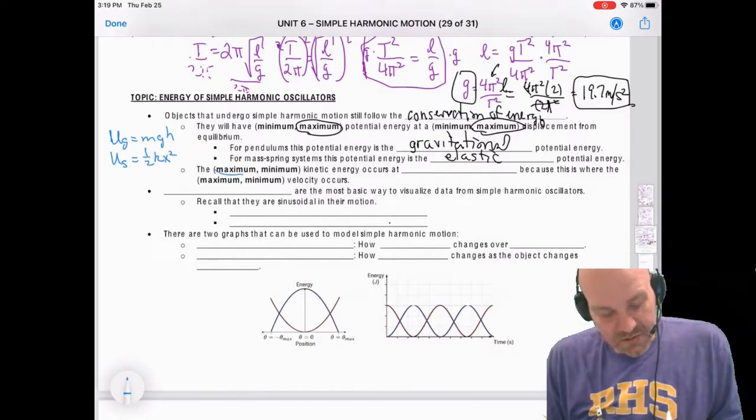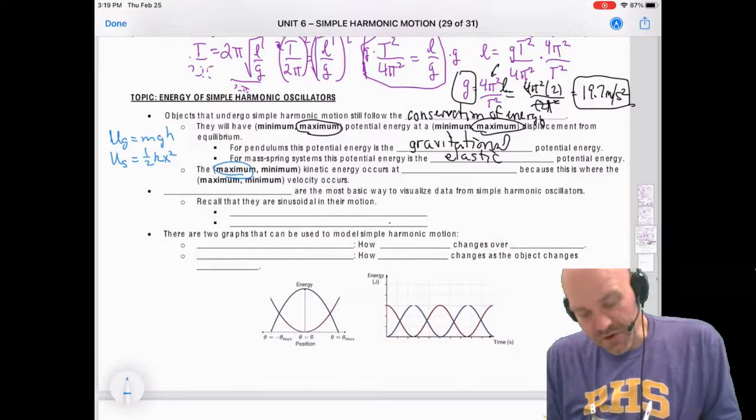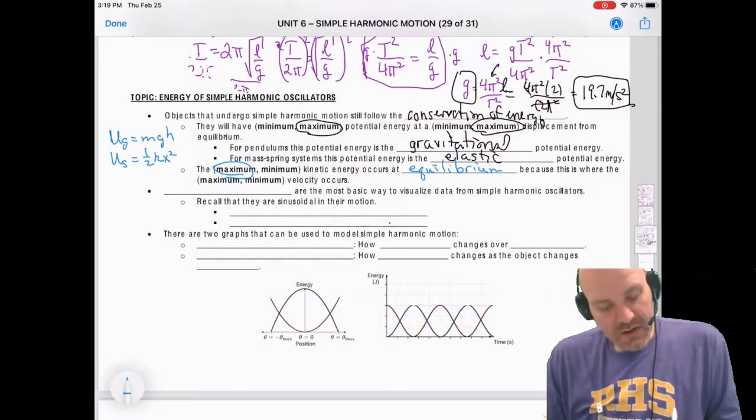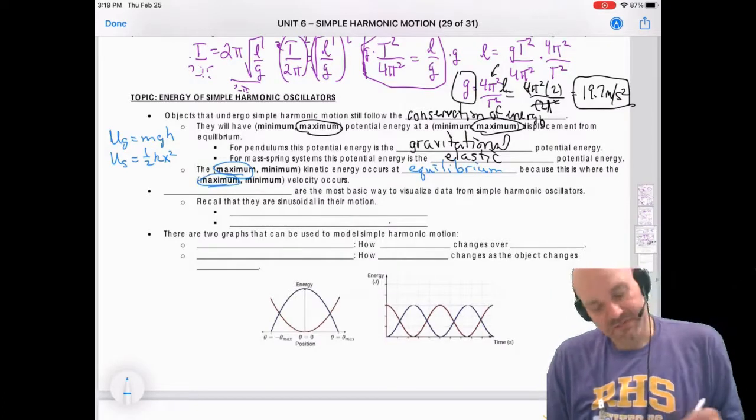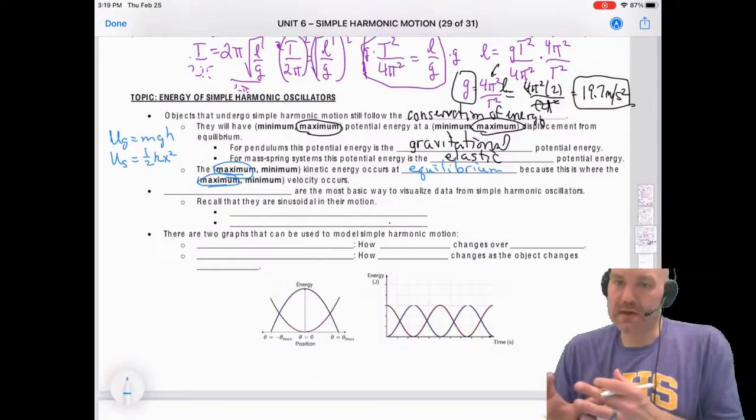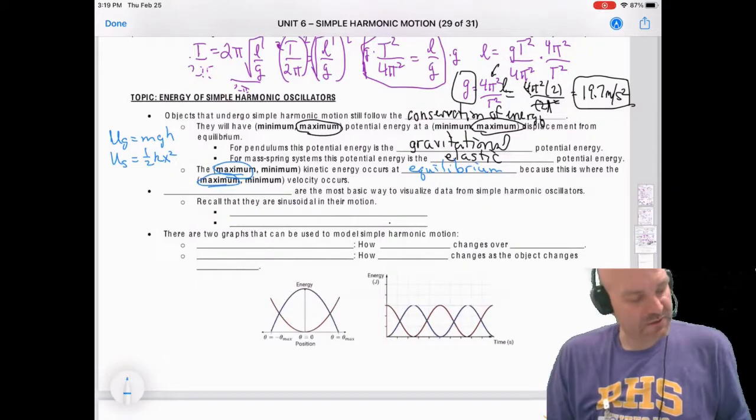So the maximum kinetic energy is going to occur at equilibrium, and this is because this is where the maximum velocity occurs. This is where it's all kinetic energy, not potential energy.